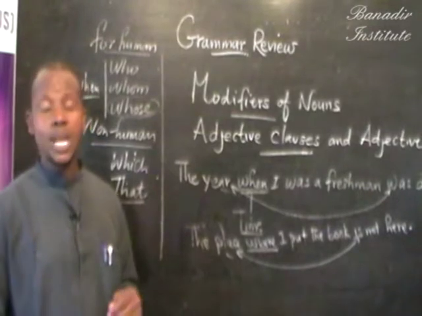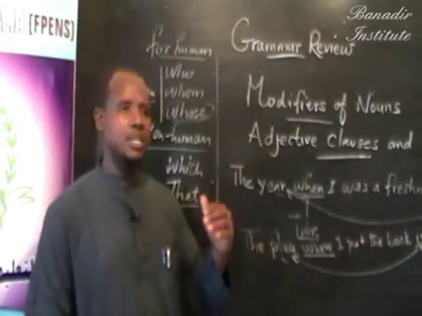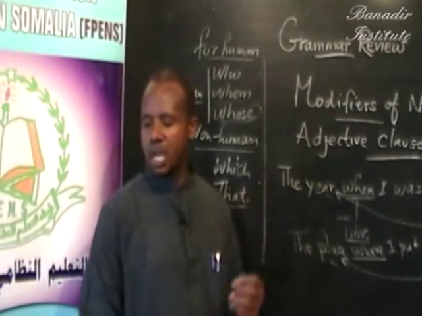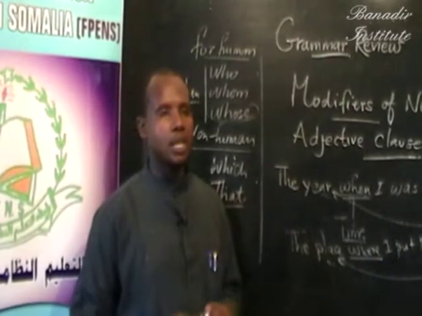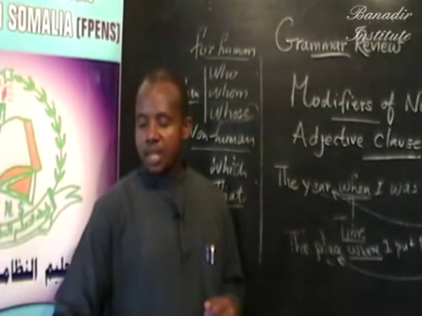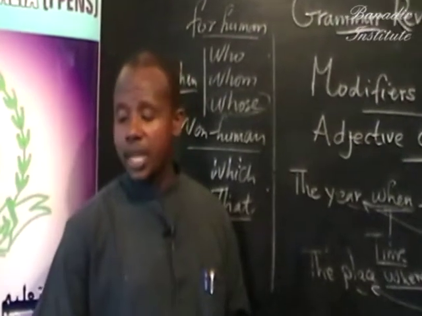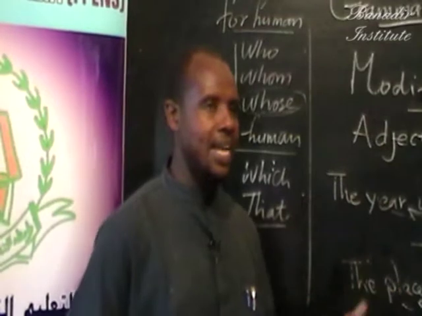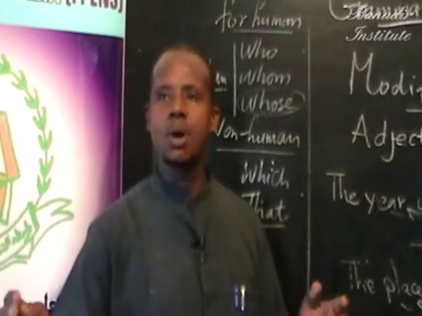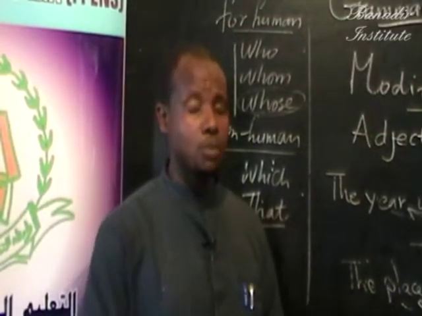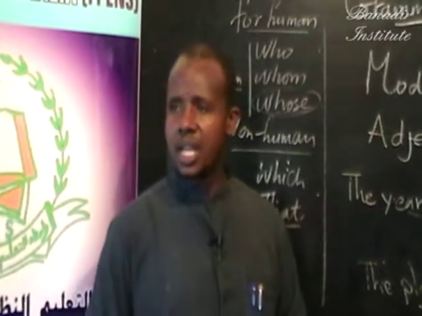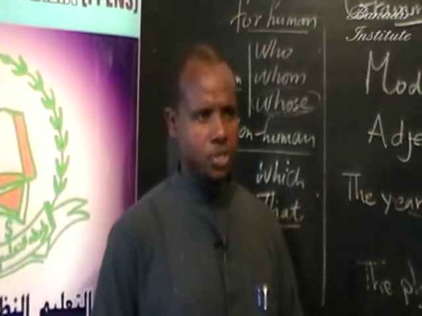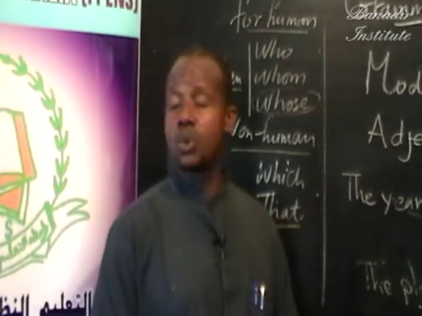That's why here, the year when I was a freshman, the year in the first year of my university, it was very hard. The last example here: the library that I study in is quiet. The library is quiet. Yes, it is compulsory that the library is very quiet, stable, peaceful, serene, without trouble.